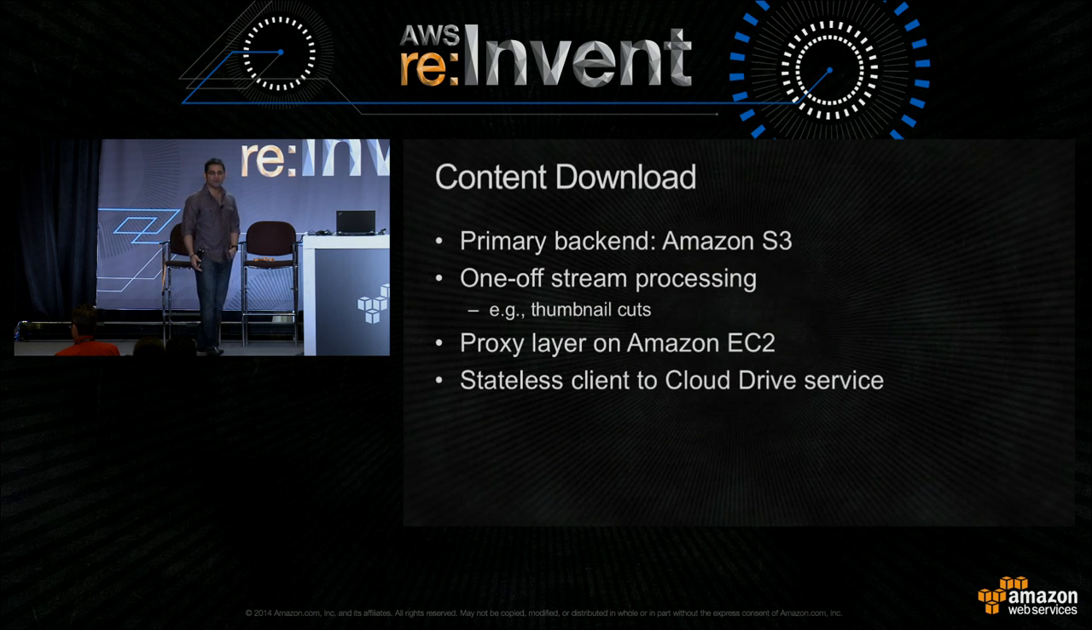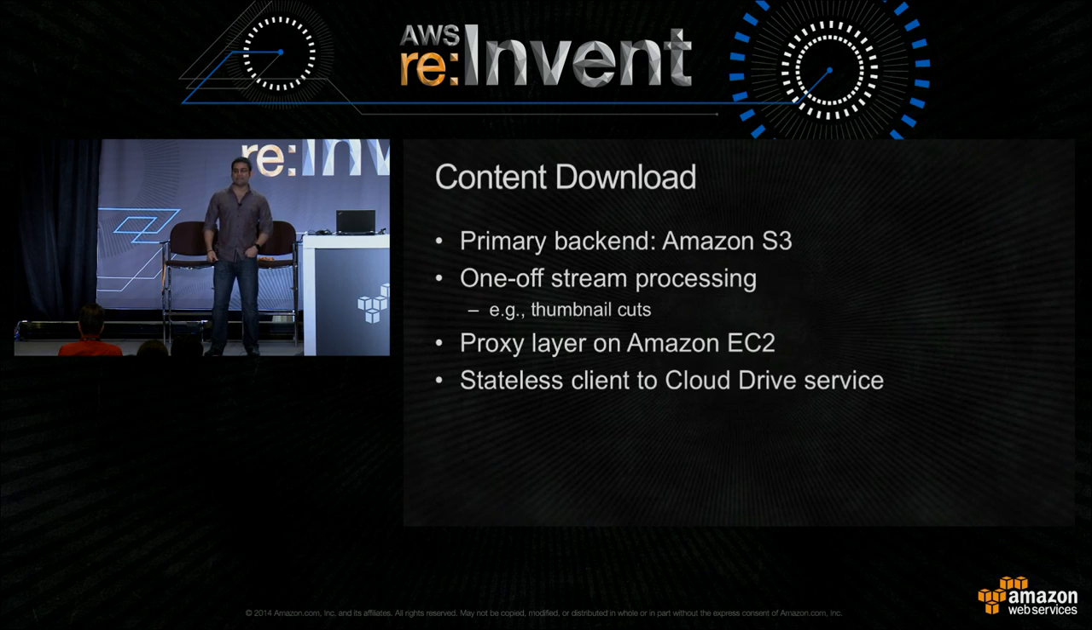A little bit about our content download and upload path, really. As mentioned, we have S3 as the primary backend. And to handle one-off stream processing, a common requirement would be cutting thumbnails for a particular size. For this kind of stream processing, we have a proxy layer that sits in front of the S3 and streams all uploads and downloads through it.